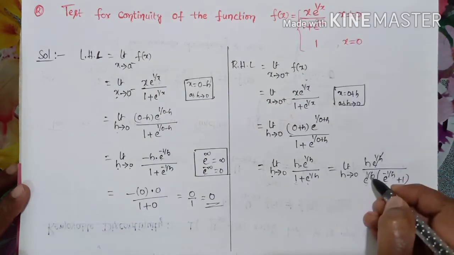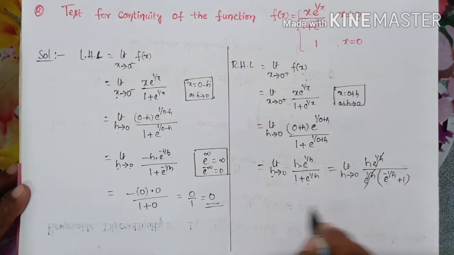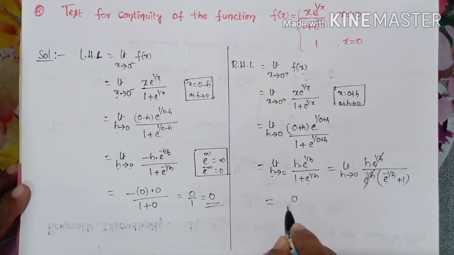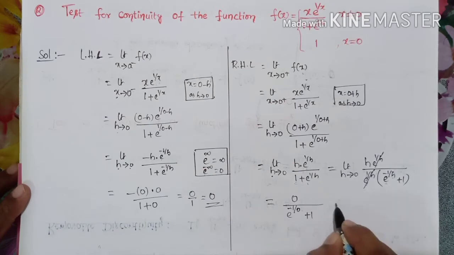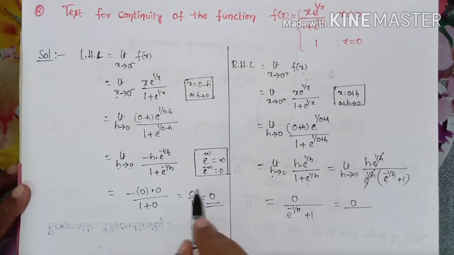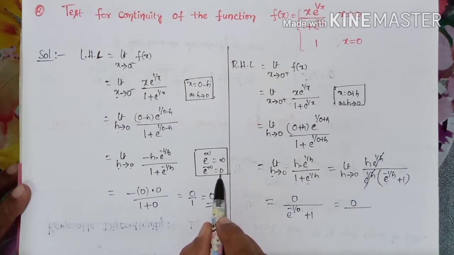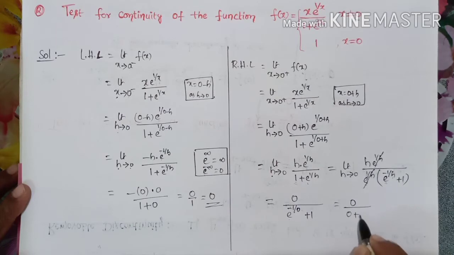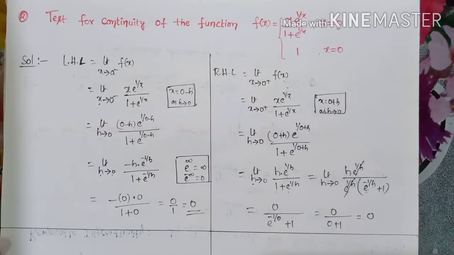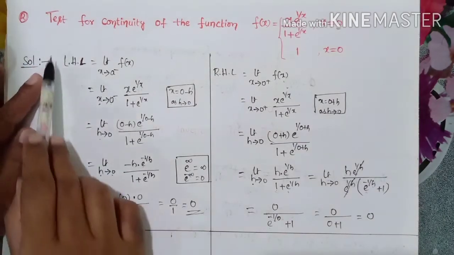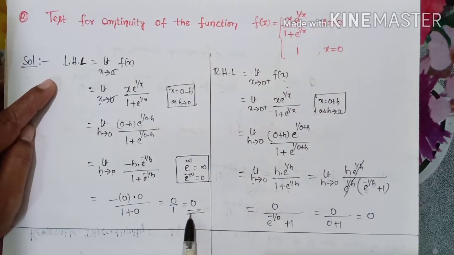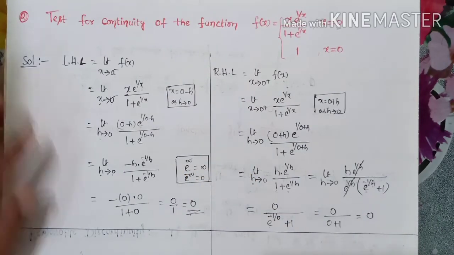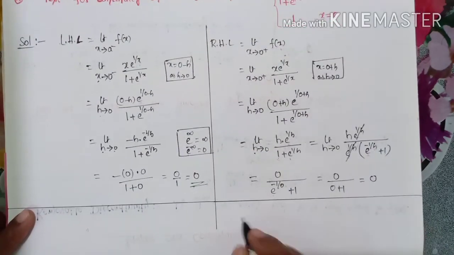Now we cancel these two terms and then we substitute h is equal to 0. e power minus 1 by 0 plus 1, 0 by... previously we have discussed, e power minus infinity is 0. So we got the right-handed limit is also 0. So we have observed left-handed limit is 0, right-handed limit is 0. Next we find out f of 0.